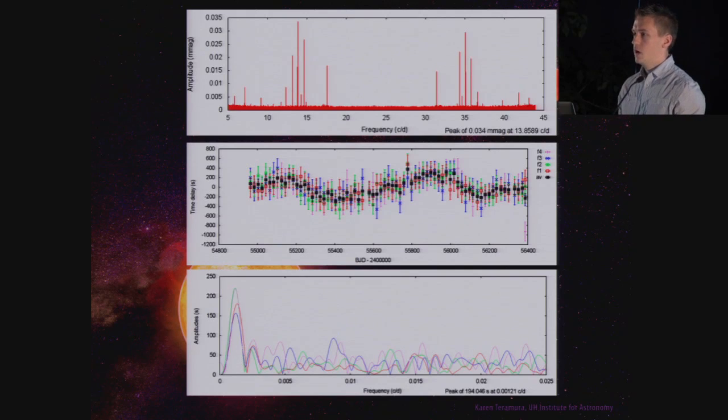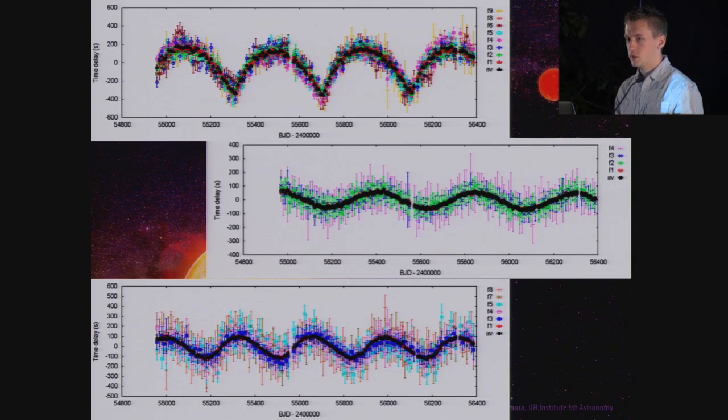Here's another system. This time it's a very low amplitude pulsator. So the pulsation amplitude here is about 30 micromagnitudes. But we can still get a time delay curve that shows the binarity very clearly, and we can even detect the eccentricity of this system.